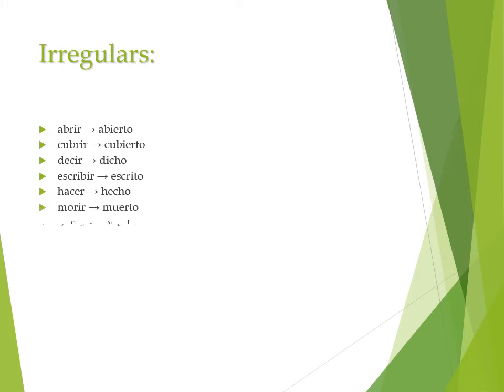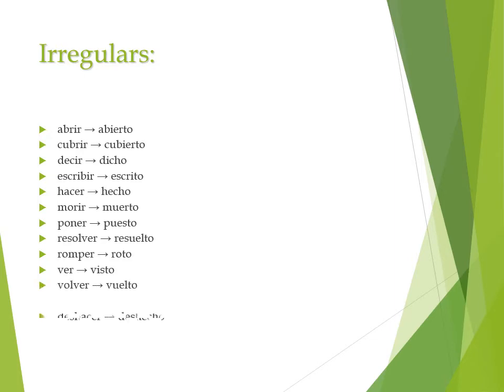Morir. Muerto. Poner. Puesto. Resolver. Resuelto. Romper. Roto. Ver. Visto. Volver. Vuelto. Now, other words that have these words in them, like deshacer, are going to conjugate the same way. So it's going to have the same type of past participle. Deshacer would be deshecho, etc.